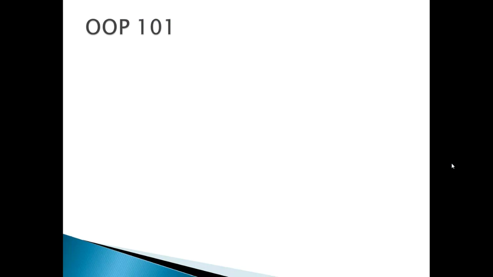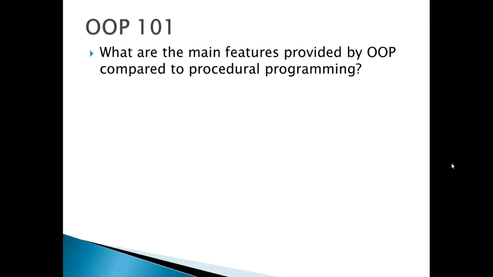So some very basics, object-oriented programming 101, just because we have to motivate this presentation, or otherwise it's going to be like, why are we talking about this? So if someone can answer for me this question, what would you say are the main features provided by OOP compared to procedural programming? If you can relay answers, Fabiola.